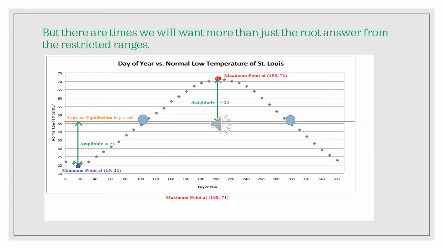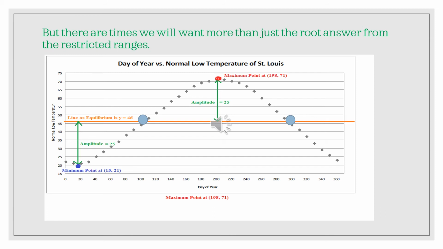There will be plenty of times where we want to work beyond just the restricted answer that our calculator gives us. For example, here we have low temperatures of St. Louis, the normal low temperatures, and obviously there's two places where we hit the line of equilibrium. Pick pretty much any temperature between 21 and 71, and you're going to find two different times in the year where you hit that normal low temperature.